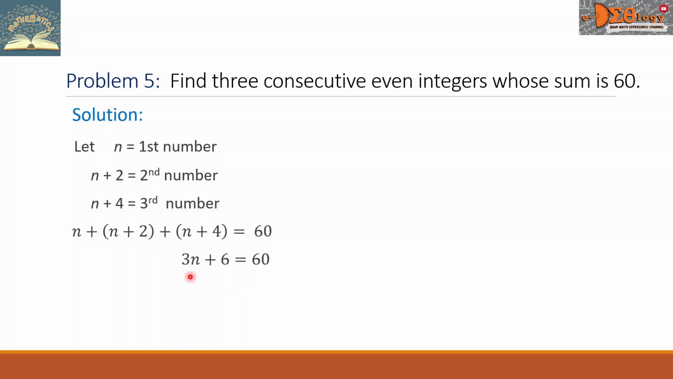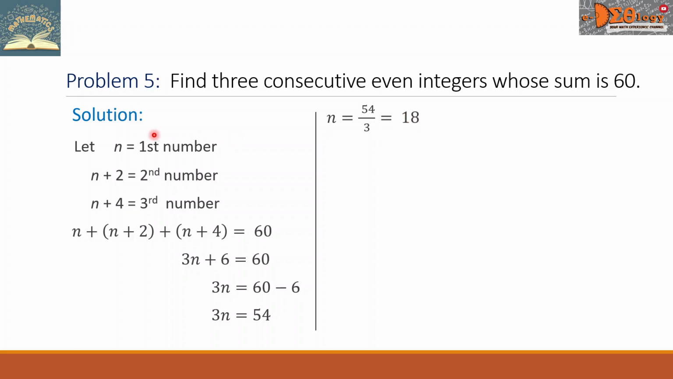The left side becomes 3n plus 6 equals 60. Let us solve for n. Plus 6, we transpose to the right. We have now negative 6. So 60 minus 6 is 54. Solving for n now, n equals 54 divided by 3, and the quotient is 18.